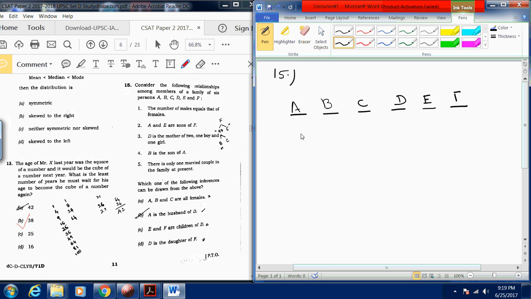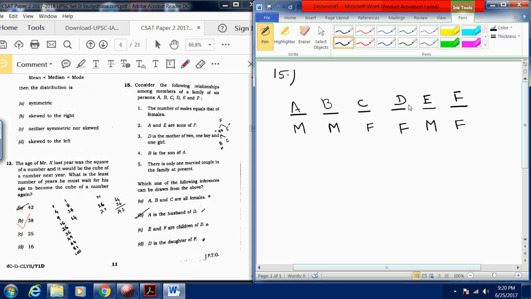Okay, A and E are sons of F. So if they are sons of F, they will be males, A and E. They both will be males. D is the mother of 2, so D will be a female. One is a boy, one is a girl. B is the son of A. Again, B will be a male. So since there are equal number of males and females, so 1, 2, 3 males, so these remaining will be females.